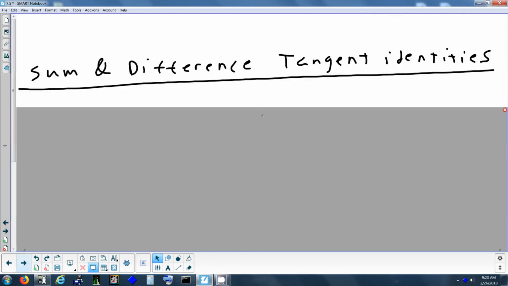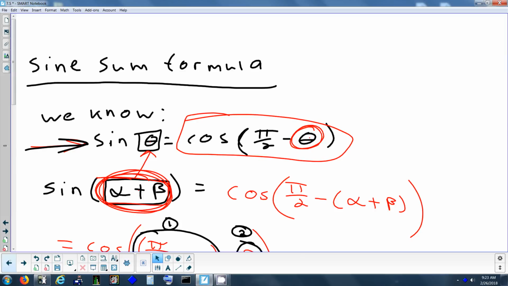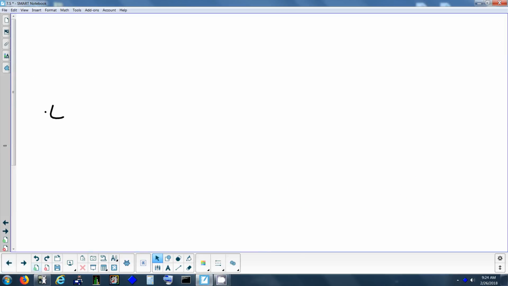The tangent ones aren't used as often. They're much more complicated, I think, to remember. So in a pinch, if I really had to, does anybody remember what tangent is the same as if you write tangent as a fraction? It's sine over cosine.